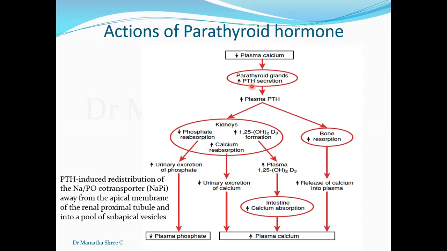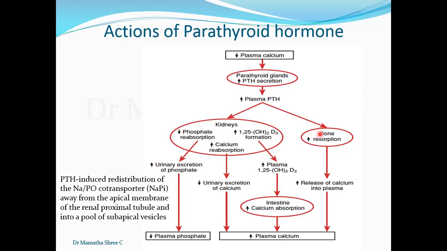But now its main goal is to increase the plasma calcium. How? It directly causes an increase in the calcium reabsorption at the level of the thick ascending limb and DCT. So if it is causing reabsorption at DCT and TAL, there is decreased urinary excretion of calcium, therefore increasing the calcium level. It also acts by activating vitamin D. Parathyroid hormone is very much necessary to convert the inactive form of vitamin D into the active form, that is D3, which will increase the intestinal calcium absorption and hence increase plasma calcium.